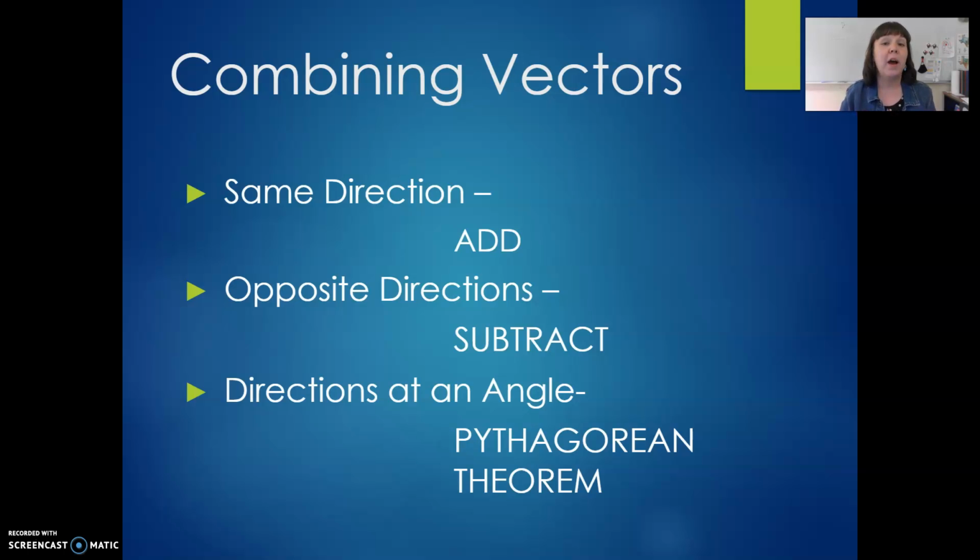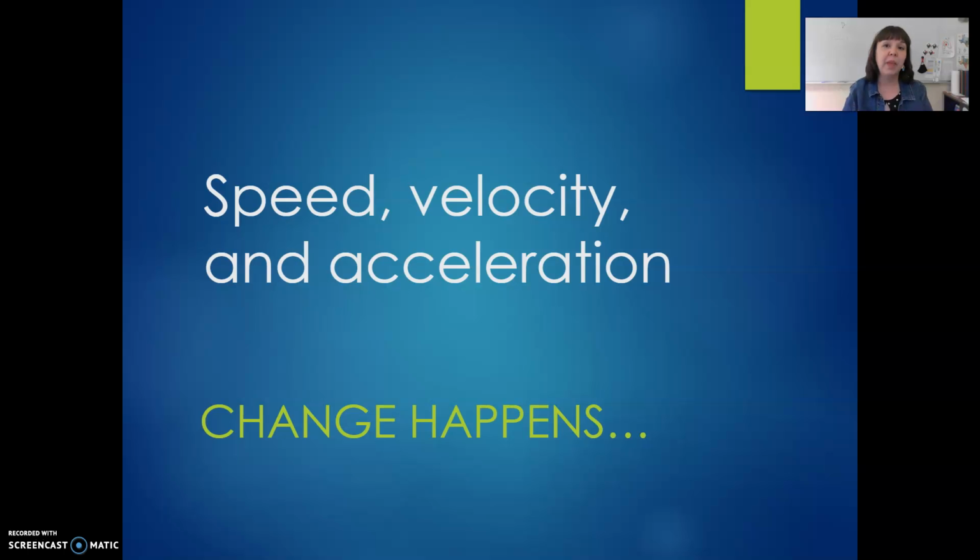We talked a little bit about how to combine vectors. If they're in the same direction, then we add them together. If they're in opposite directions, then they kind of cancel each other out, like the example where we walk to the store and walk back. So we would subtract those. If they're at angles, then we need to use our trigonometry and our Pythagorean theorem, possibly even our sine, cosine, tangent, to figure out those angular measurements.